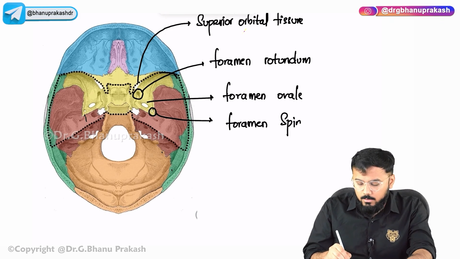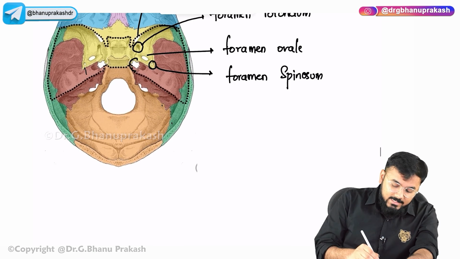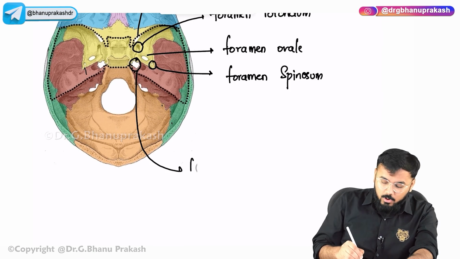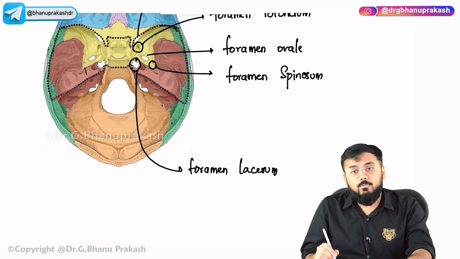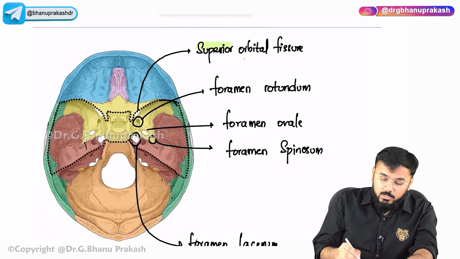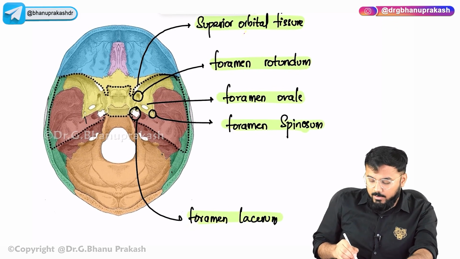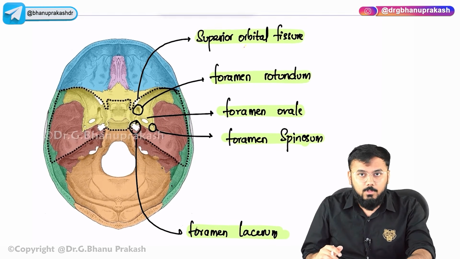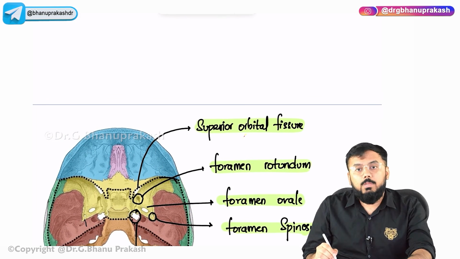Foramen spinosum. Okay, and finally this lacerated shaped opening here is called foramen lacerum. So in the middle cranial fossa, we have many openings, many foramens: superior orbital fissure, foramen rotundum, foramen ovale, foramen spinosum, and finally foramen lacerum.